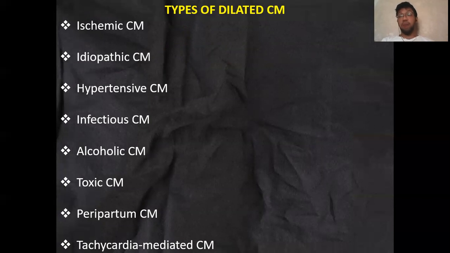Idiopathic, so unknown cause. Hypertensive cardiomyopathy, so it's brought about by hypertension. Infectious, it is caused by various forms of infection, either viral or bacterial. Alcoholic cardiomyopathy. So for those who are alcoholics, this can be one of the complications of being an alcoholic. Or toxic cardiomyopathy brought about by drugs, most especially illicit or illegal drugs. So if you are taking too much of these illicit drugs, you can have toxic cardiomyopathy.